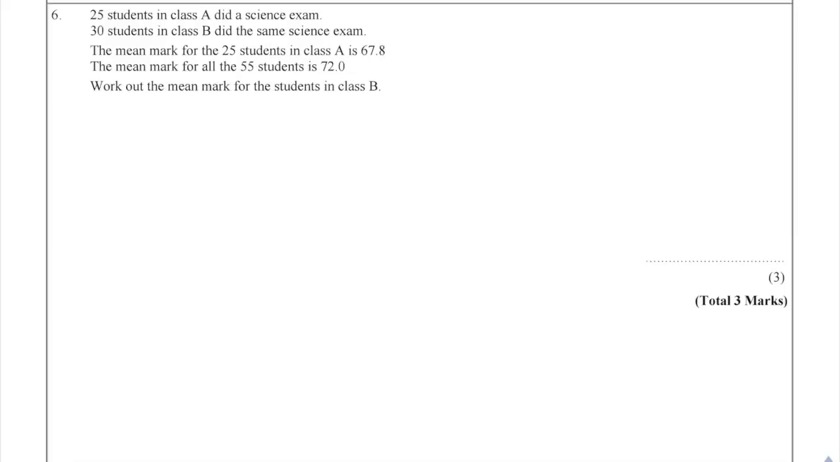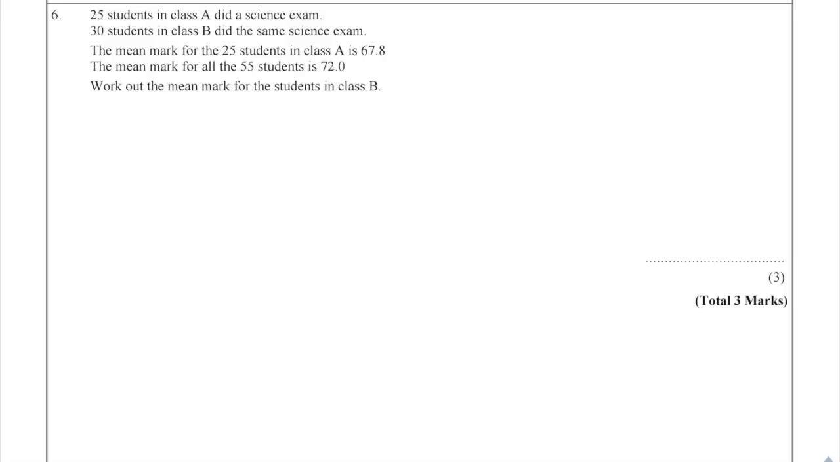Question 6. 25 students in Class A did a science exam, 30 students in Class B did the same science exam. The mean mark for the 25 students in Class A is 67.8. The mean mark for all the 55 students is 72. Work out the mean mark for the students in Class B.